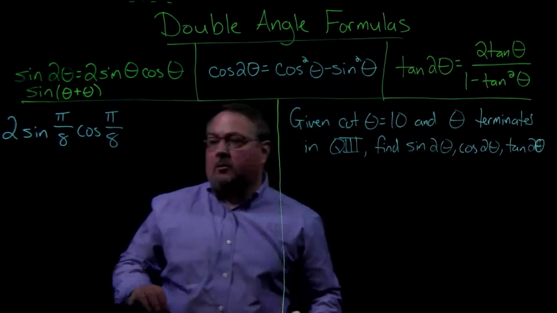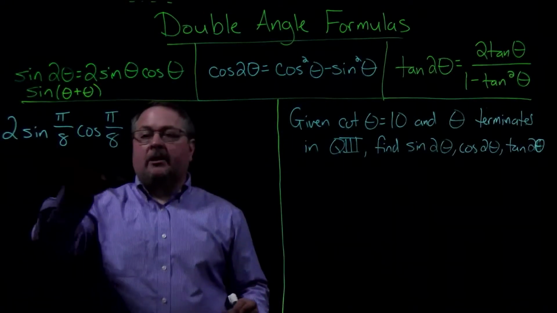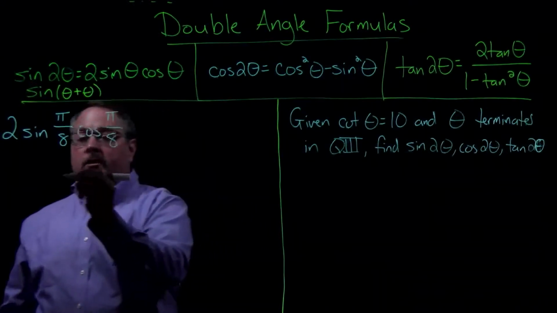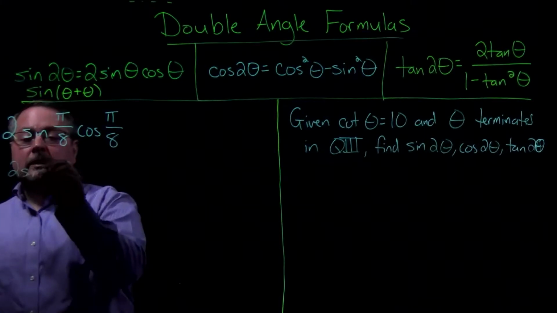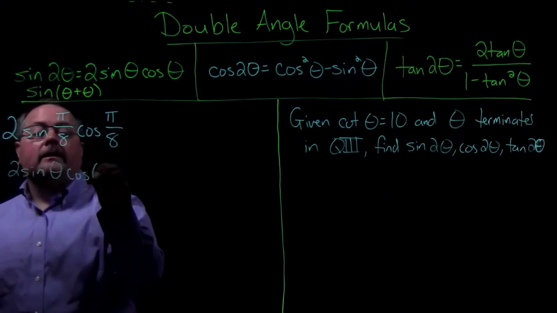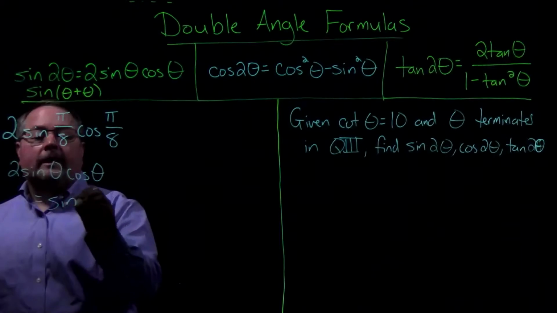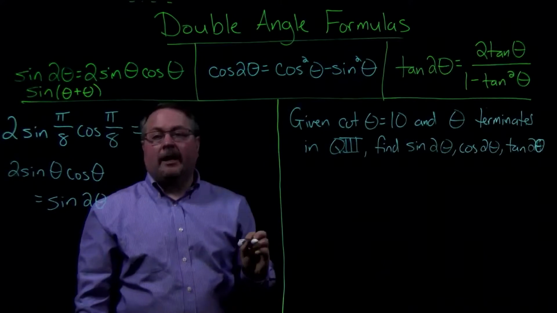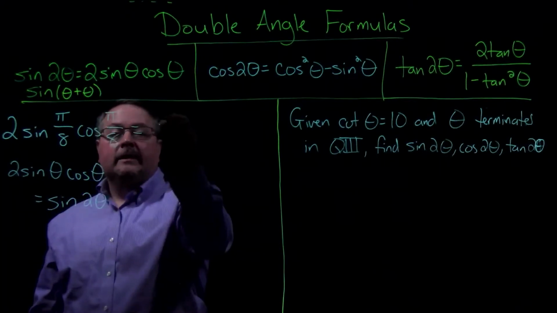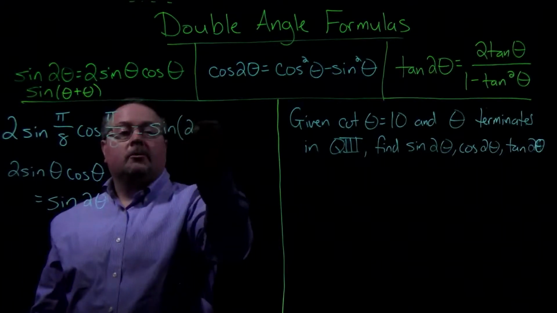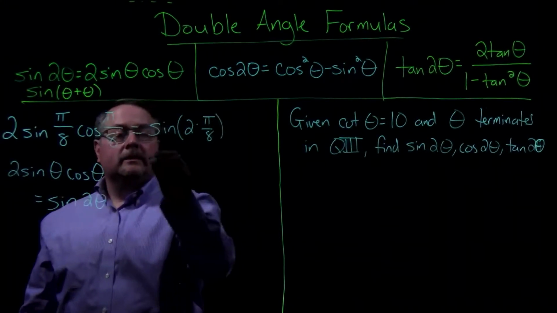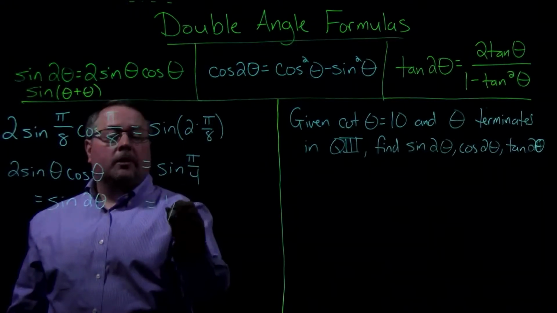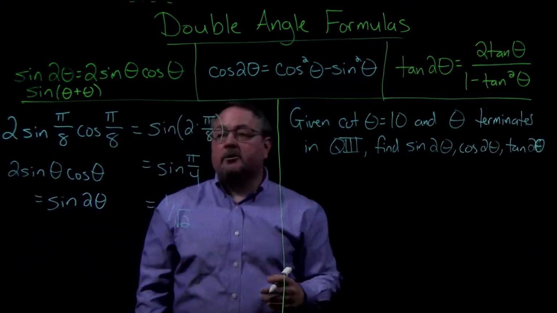Of course, we don't have a method yet to find sine or cosine of pi over 8. So what we'll do instead is note that this looks like 2 sine theta cosine theta, which is the sine of 2 theta. And therefore, 2 times the sine of pi over 8 times the cosine of pi over 8 is the sine of 2 times pi over 8, which is the sine of pi over 4, which is 1 over the square root of 2. Okay, so that's all there is to it.